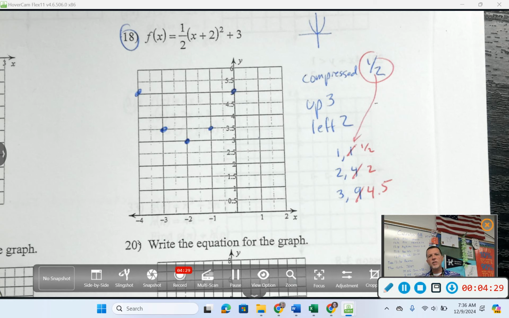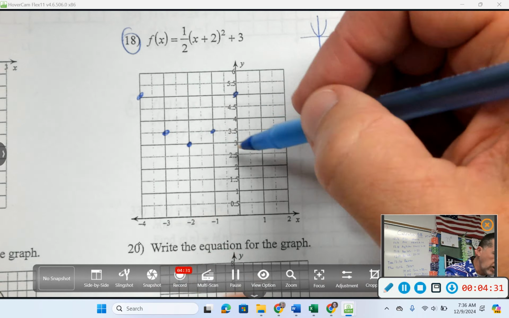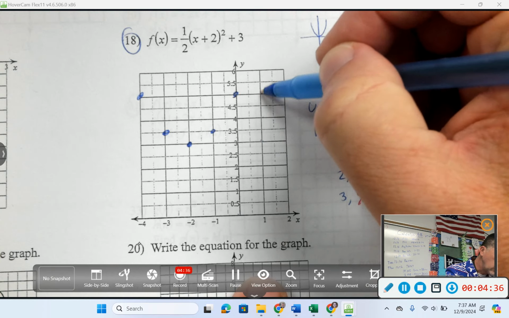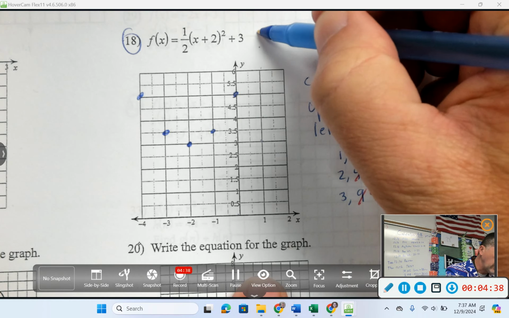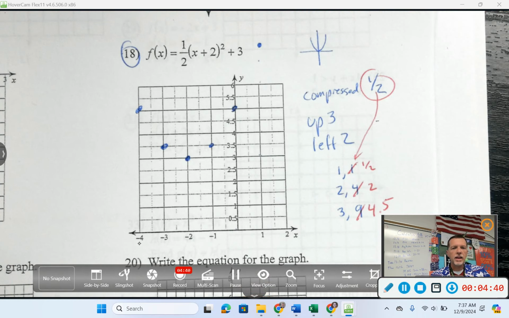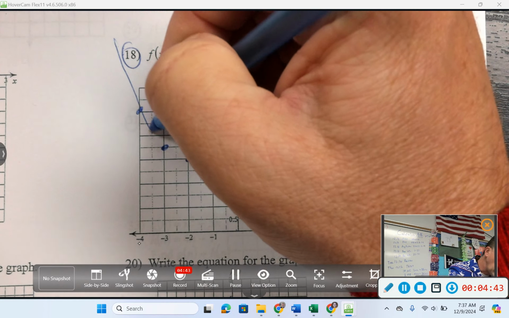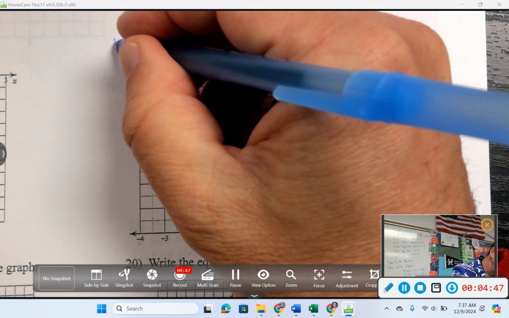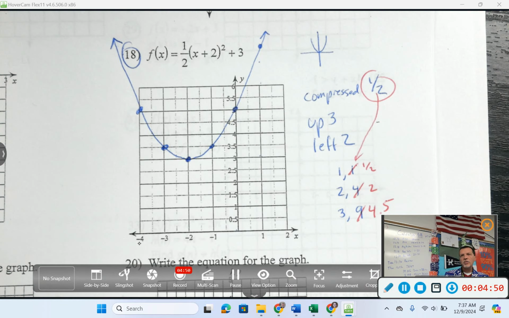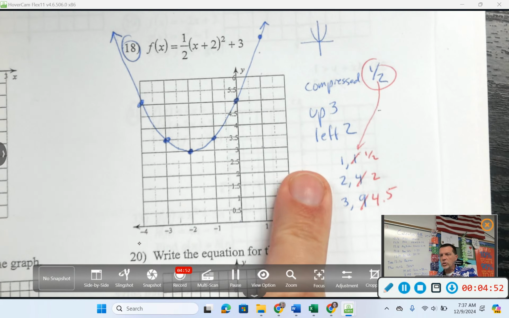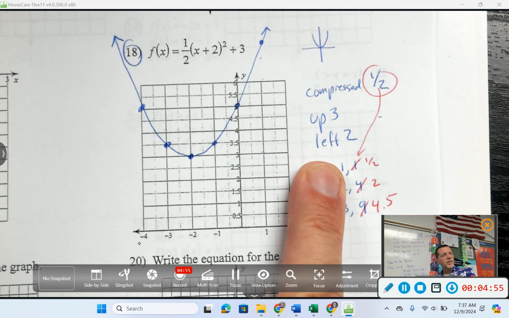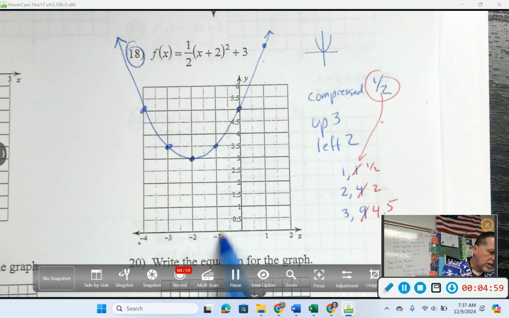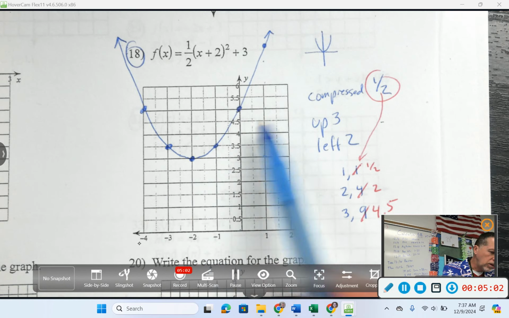And then we're off the graph on the left. I guess we could go one more on the right. Over 3, up 4.5. 1, 2, 3, 4.5. We're still off the graph, but something like that. So we've got a parabola. And again, take the time to check to make sure your picture matches your words. Your words are almost always right. Sometimes the connection isn't made, so take the time. Compressed, up 3, left 2. Yes, we got it.